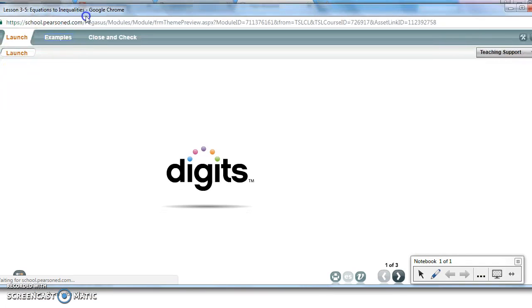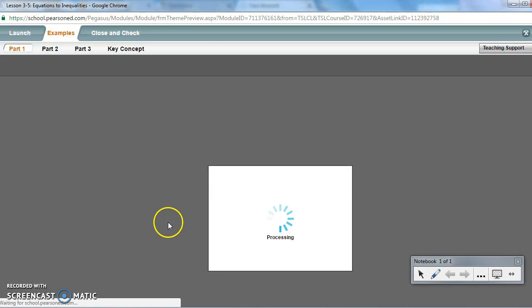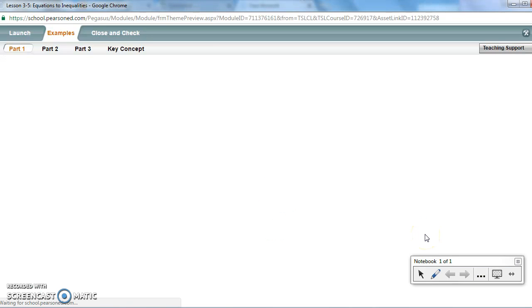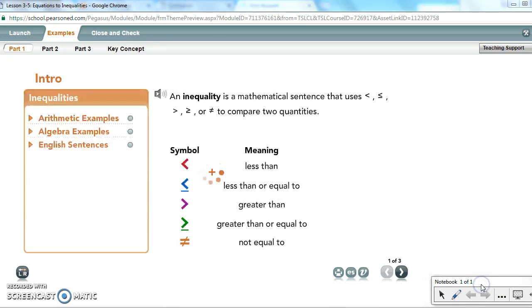Okay, today we're going to be starting with 3.5, which is equations to inequalities. So we've been talking a lot about solving for that variable. Today we're going to be finding similar ideas with solving with the variables, but we're using different symbols.